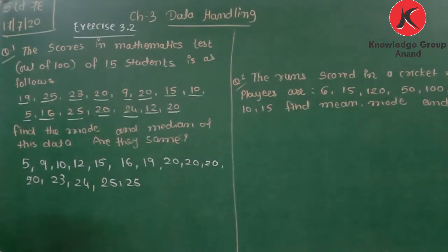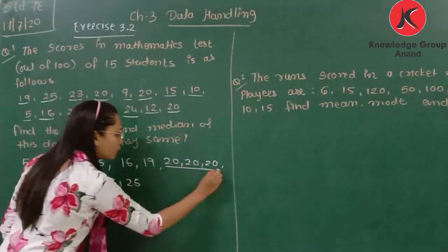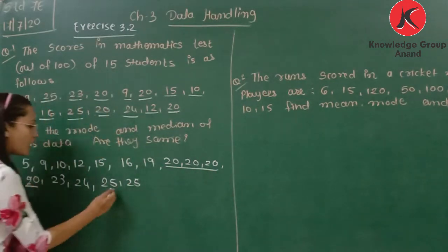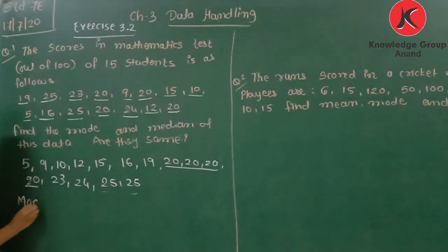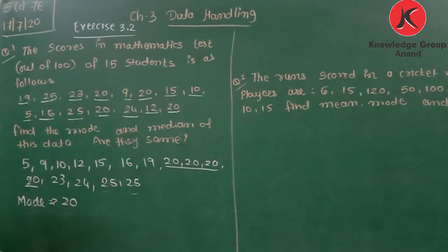Now what is the maximum repeated value? You can see here 20 is repeated 4 times and 25 is repeated 2 times. So which is the maximum repeated value? 20. So mode will be 20. Why? It is the maximum repeated value.